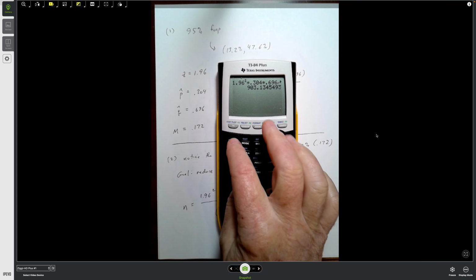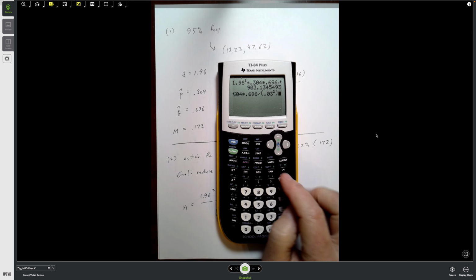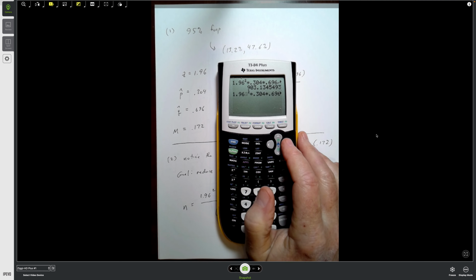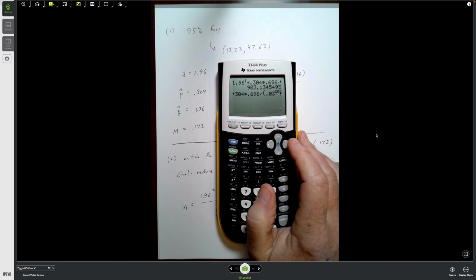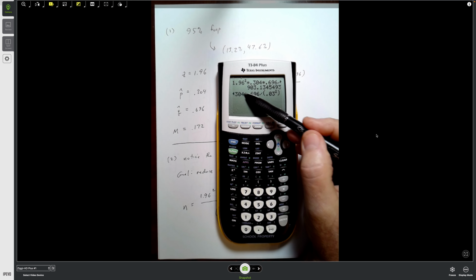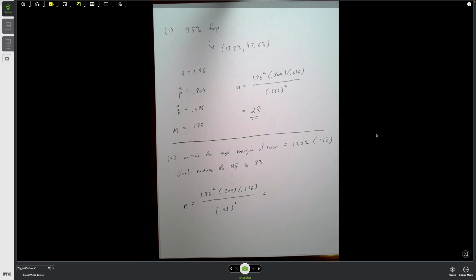So to give you an indication, let me go back up and show you what I have. From left to right, I have 1.96 squared times the p hat, 0.304, times the q hat, or 1 minus p hat, and then I divide by my desired margin of error, which is 0.03 quantity squared. I always round up sample sizes so I can meet the desired outcome. 903 wouldn't meet it, but 904 will. So my sample size would have to be increased by quite a bit to 904.